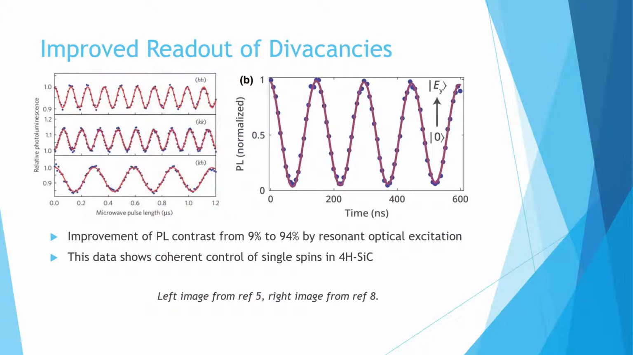Another big advance in the readout of divacancies was in 2017. They figured out how to tune the optical excitation of the divacancies during readout to get a much higher photoluminescence contrast from 9% to 94%. So that's really important for high fidelity single shot readout. And this data is from 2014 to 2017, both showing control of spins in the divacancy and the 4H crystal structure.